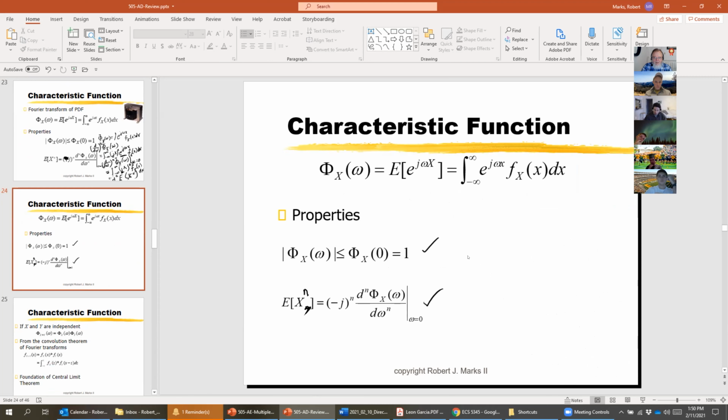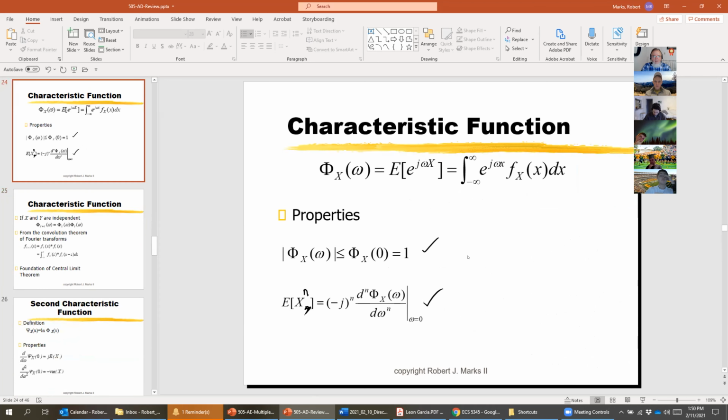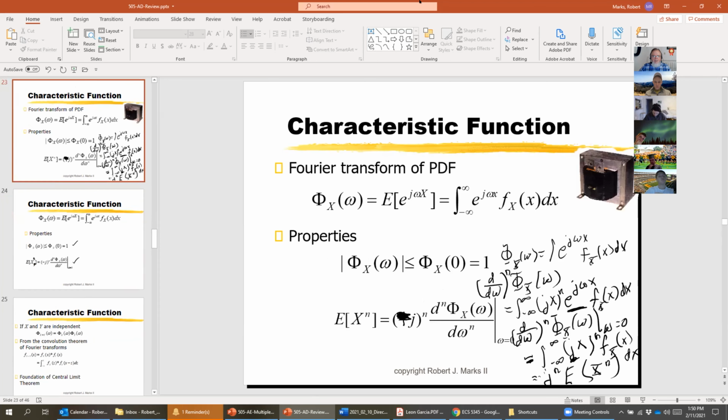These are the properties that we have and that we've just shown. So I think now we're going to stop there since we've gone over a little bit, and we will talk next time about some of the characteristics of the characteristic function.